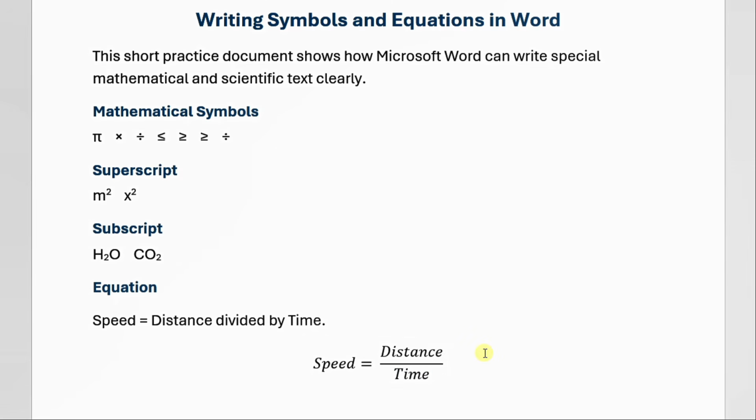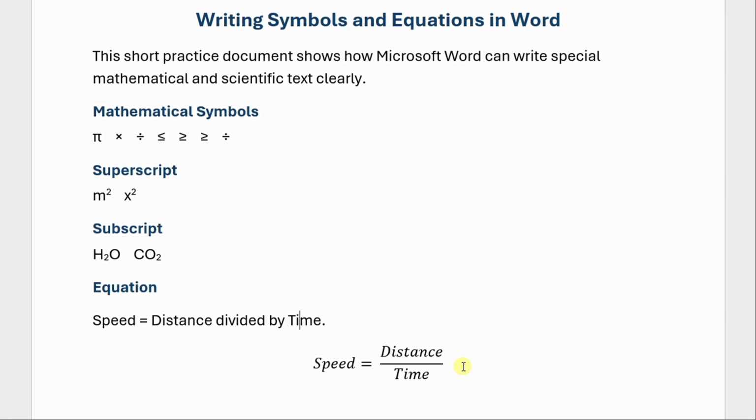You see? Now look at the difference. Speed equals distance divided by time, typed like this. And speed equals distance divided by time, typed like this. Now the formula is clear. The fraction is easier to understand. And the document looks more professional.